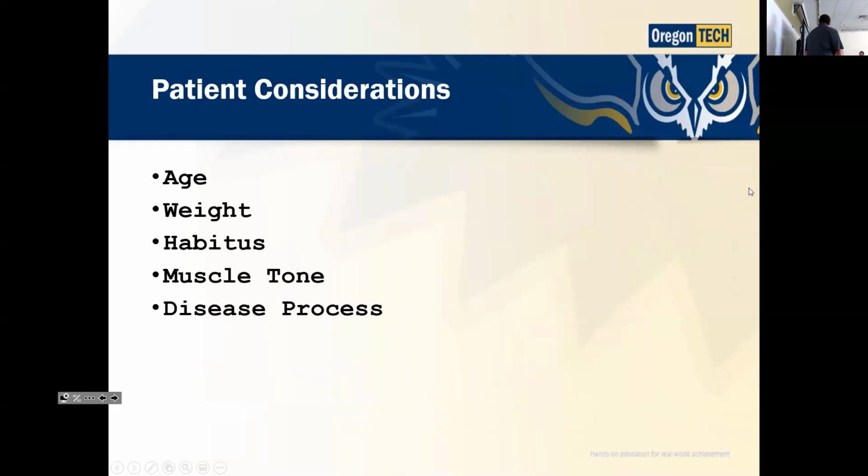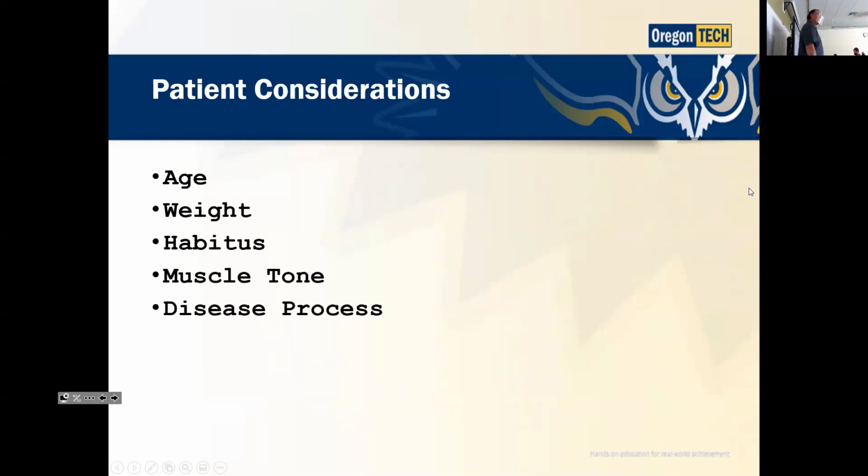Patient considerations. Things that you have to take into consideration with contrast. Here's a perfect example: age. Do you think a 94-year-old grandmother, the kyphotic, osteoporotic, thin grandmother that's just as loving as can be, is going to attenuate the beam the same way a 25-year-old Olympic athlete would? No. And so you have to take that into consideration.